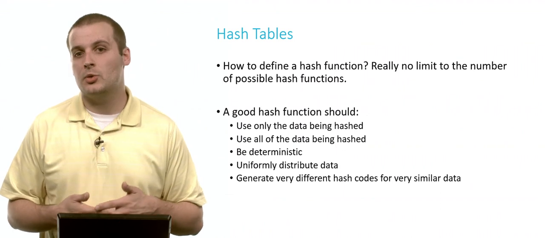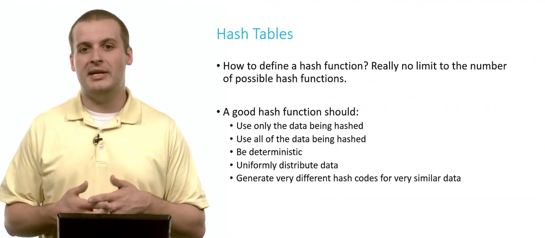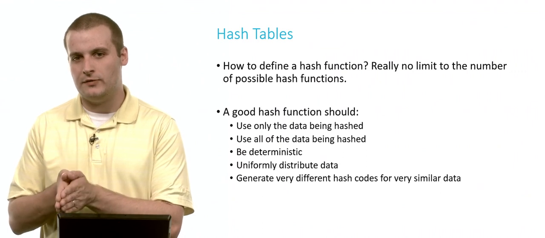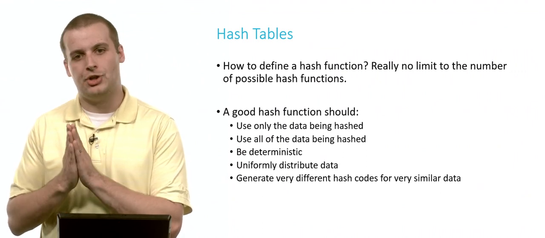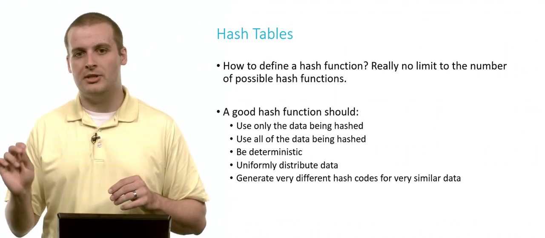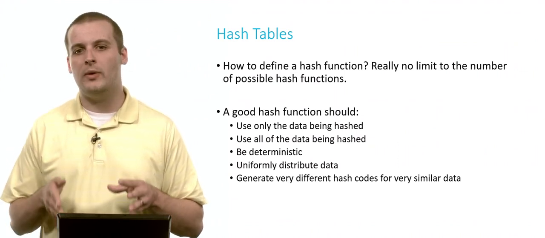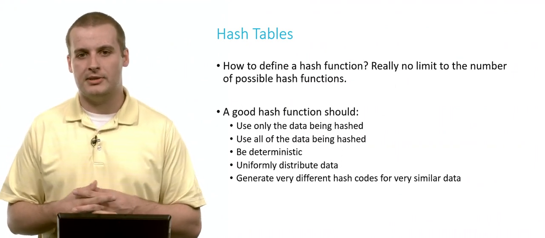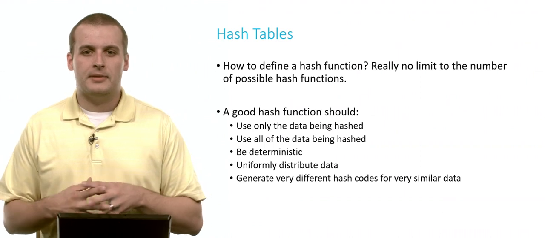A hash function should also be deterministic. What does that mean? Well, it means that every time we pass the exact same piece of data into the hash function, we always get the same hash code out. If I pass John into the hash function, I get out 4. I should be able to do that 10,000 times, and I'll always get 4. So no random numbers, effectively, can be involved in our hash functions.